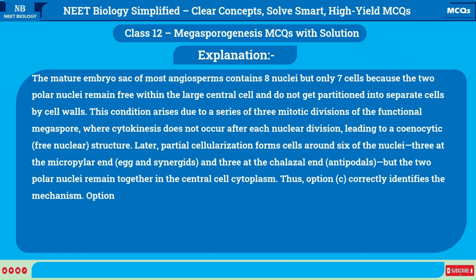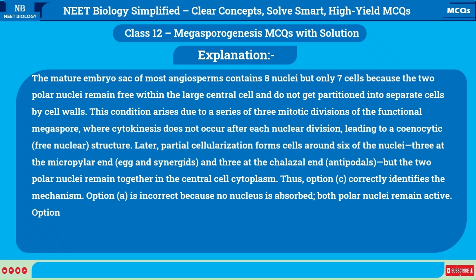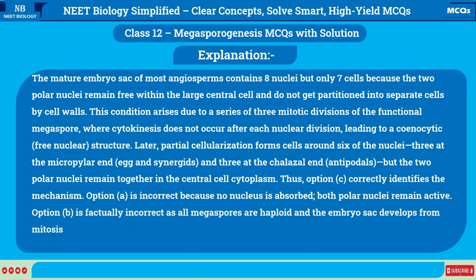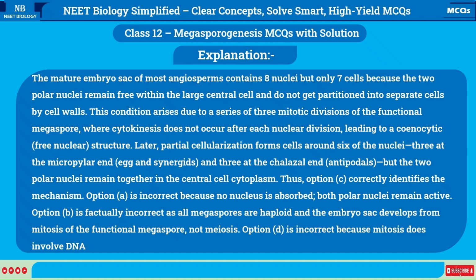Option A is incorrect because no nucleus is absorbed. Both polar nuclei remain active. Option B is factually incorrect as all megaspores are haploid and the embryo sac develops from mitosis of the functional megaspore, not meiosis. Option D is incorrect because mitosis does involve DNA replication.